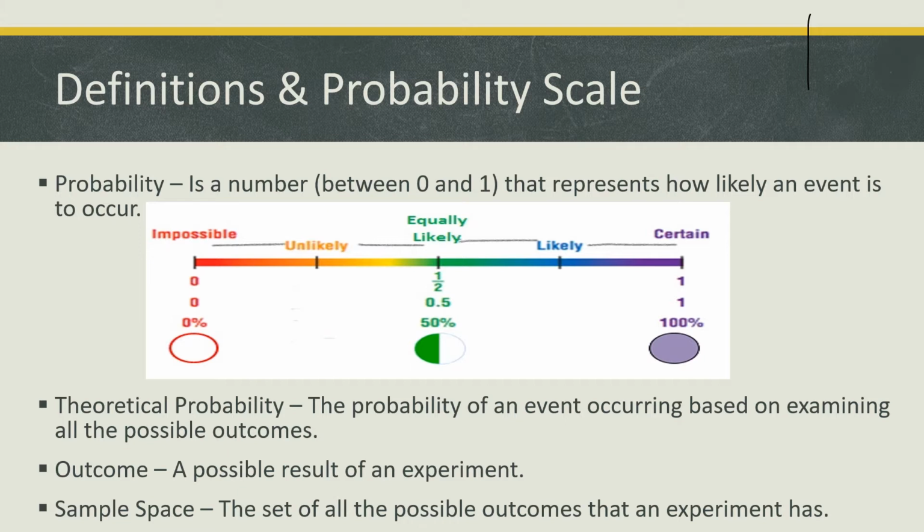Theoretical probability: the probability of an event occurring based on examining all the possible outcomes. An outcome is a possible result of an experiment, and a sample space is the set of all possible outcomes that an experiment has.